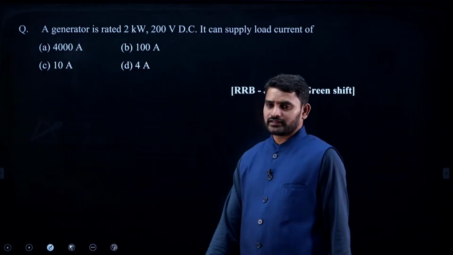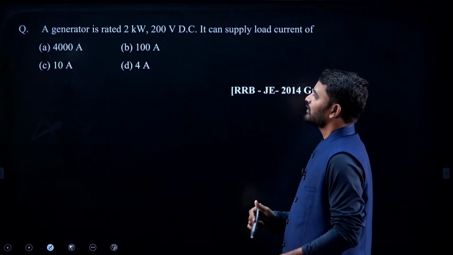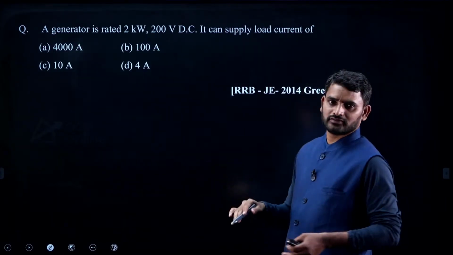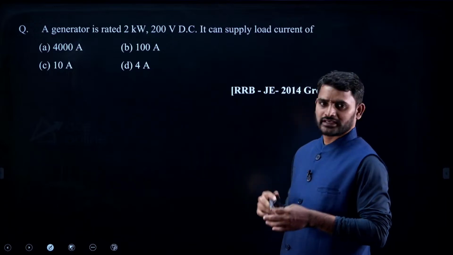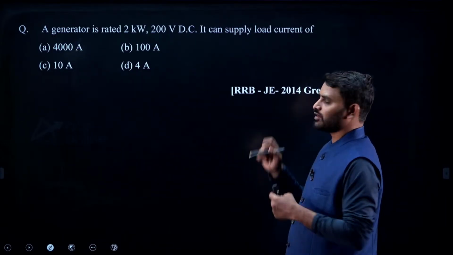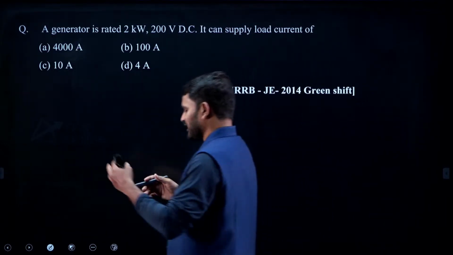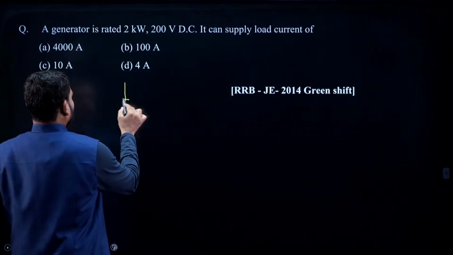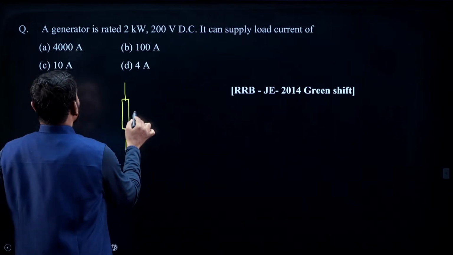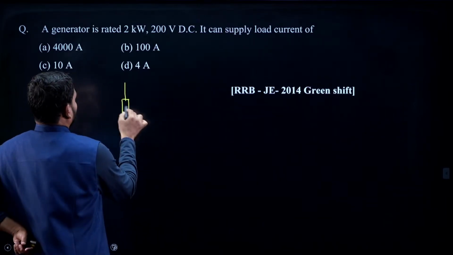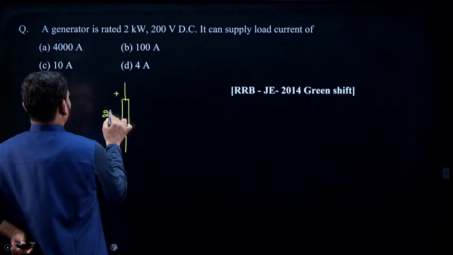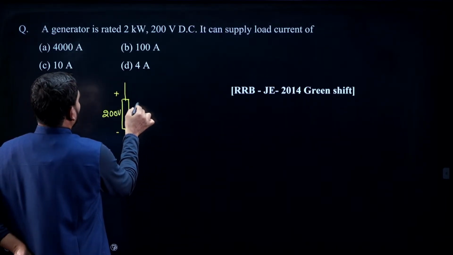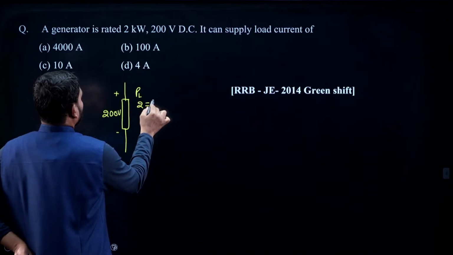Right. Look at this question. A generator is rated at 2 kilowatts, 200 volts DC. It can supply load current of how much? He has given generator, power equation he has given, and voltage he has given. Maybe he did not mention any separately excited or shunt generator, but anyhow at load he has mentioned that it is going to be the load voltage, you can take it as 200 volts, and it is going to drive load the power of how much? 2 kilowatts.